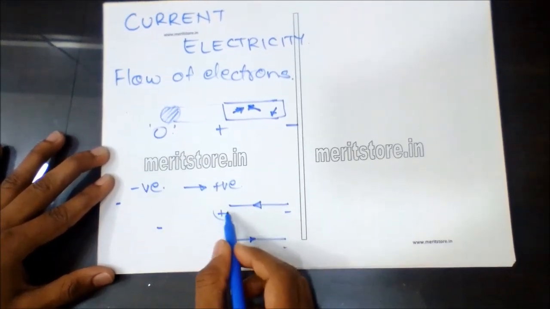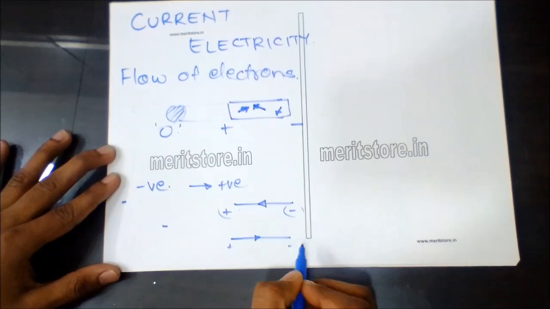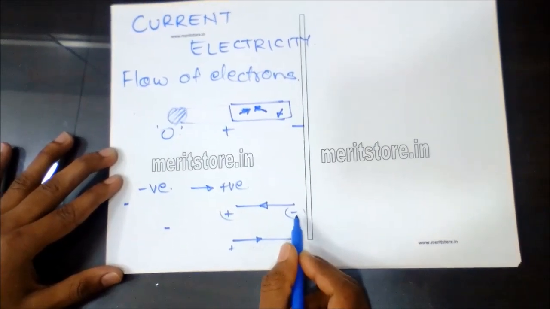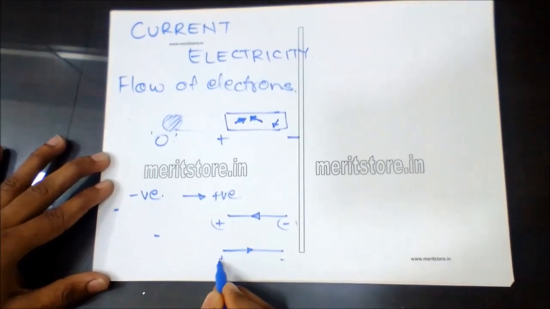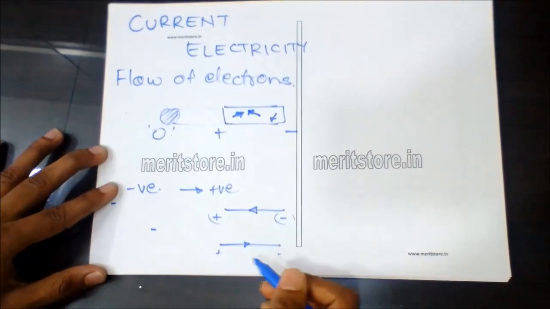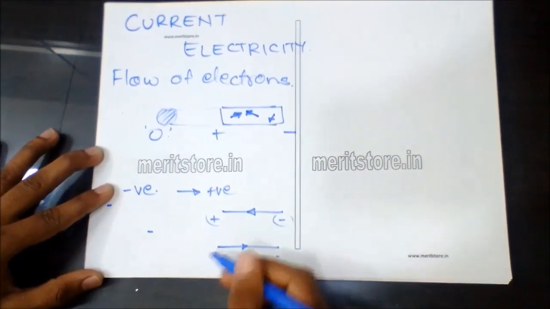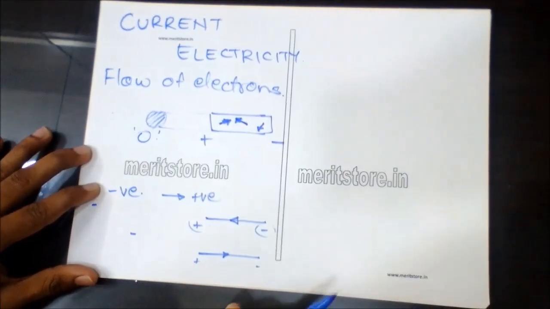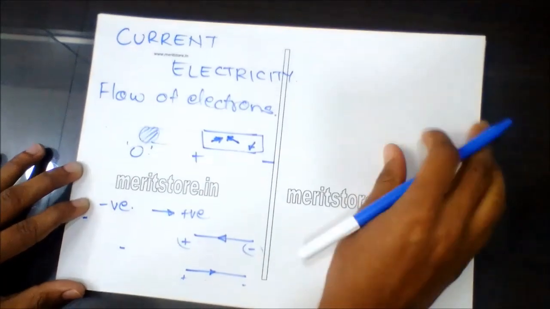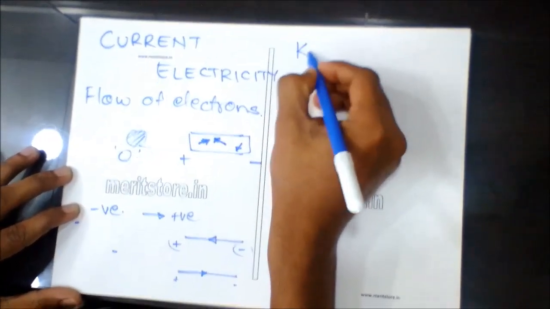Hence, the positive terminal is taken as higher potential and the negative terminal as lower potential. And so the direction of current is assumed from positive to negative, even though the flow of electrons is actually from the negative terminal to the positive terminal. Once this base is established, we will look at Kirchhoff's law.